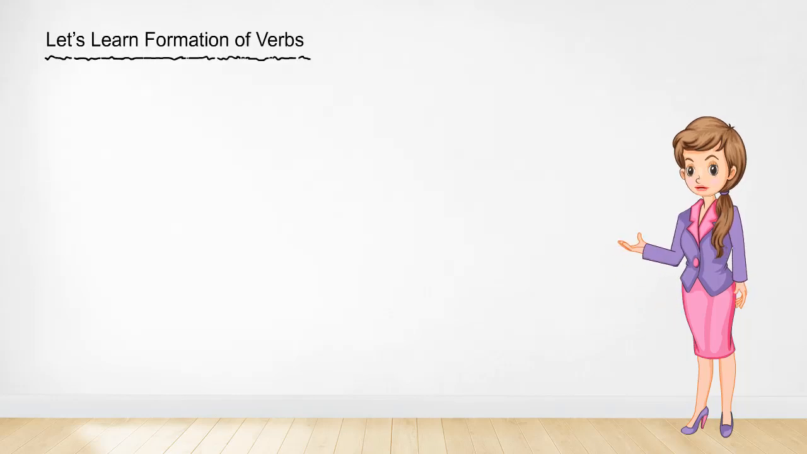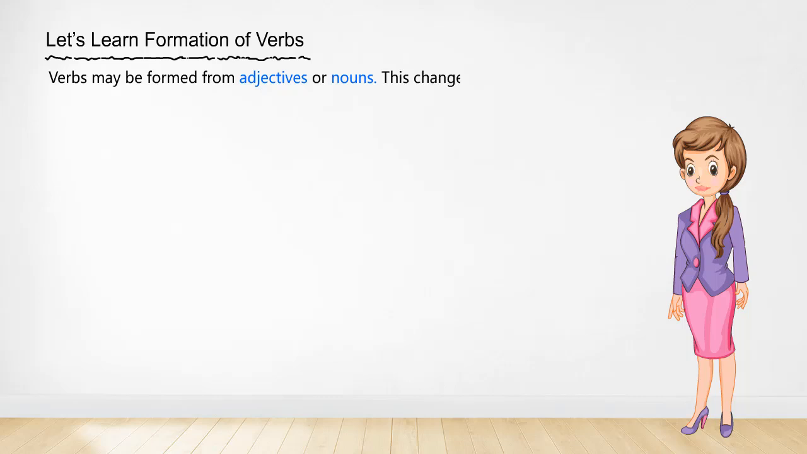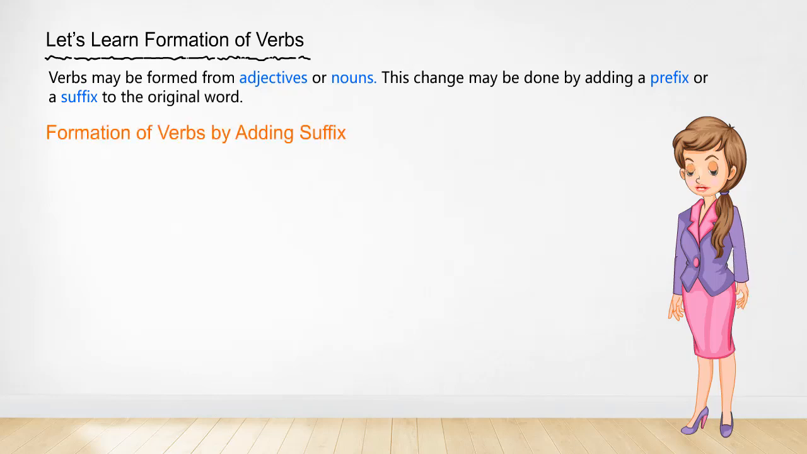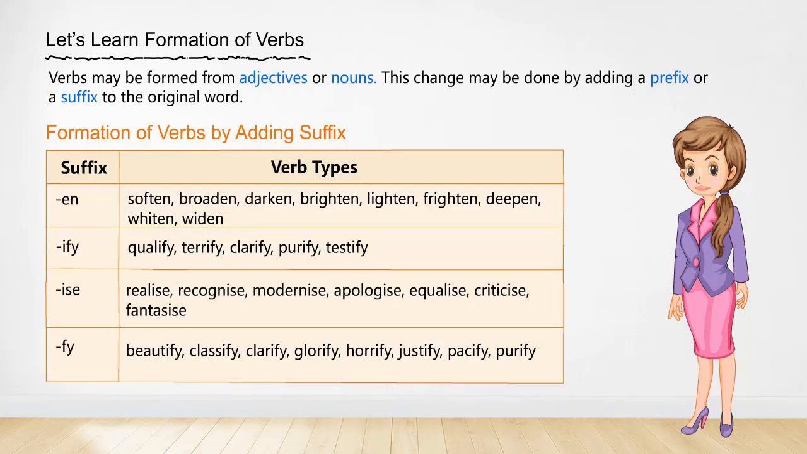Let's learn formation of verbs. Verbs may be formed from adjectives or nouns. This change may be done by adding a prefix or suffix to the original word. Formation of verbs by adding suffix.